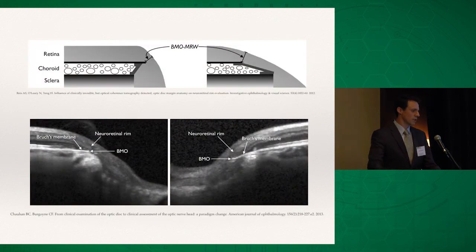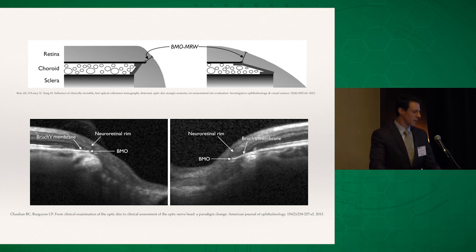So here is an illustration from the same paper with just the addition of that line that shows how we delineate the BMO MRW. You can see how it can help take into account the orientation of those axons. And at the bottom is just an OCT picture, and you can see the termination of Bruch's membrane is that stark white line, and that's what it looks like in all the scans all the way around the optic nerve head.